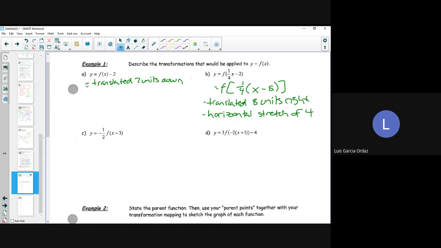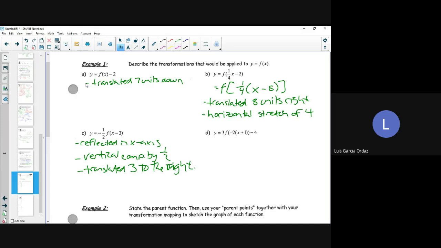So the next one we have is C: y is equal to negative 1 over 2, f times x minus 3. So we have 3 transformations here. Reflection in the x-axis. Yep. And then vertical compression of 1 over 2. Yep. And then translated three spaces to the right. You got it all right.